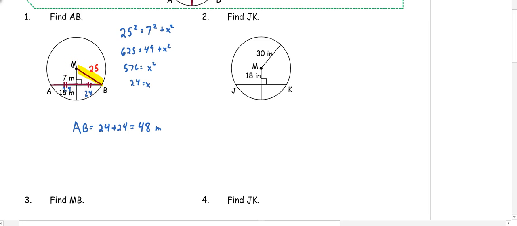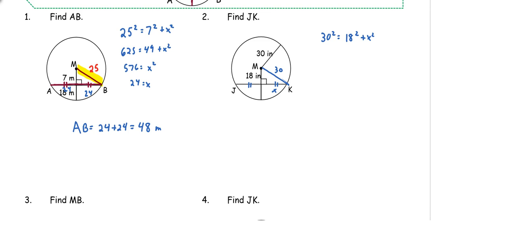So in number two, we want to find JK. So again, JK was bisected. We already have a radius over here, which has a length of 30. So when I draw my radius from M to K, I know this also has a distance of 30. So again, I can do Pythagorean theorem in my triangle. I'm going to call this part down here x. So 30 squared equals 18 squared plus x squared.